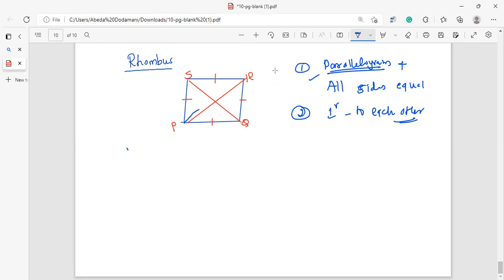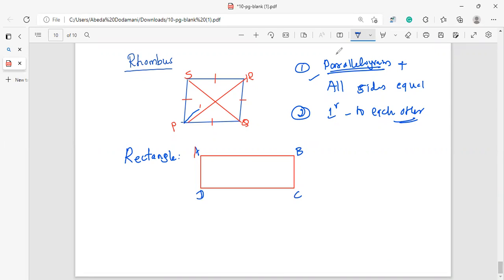Then we have the next thing, that is the rectangle. Again, the rectangle is a parallelogram itself, guys. But what is the basic difference we find in the rectangle? How exactly does it differ? Our rectangle looks like this. Let me name it A, B, C, and D.